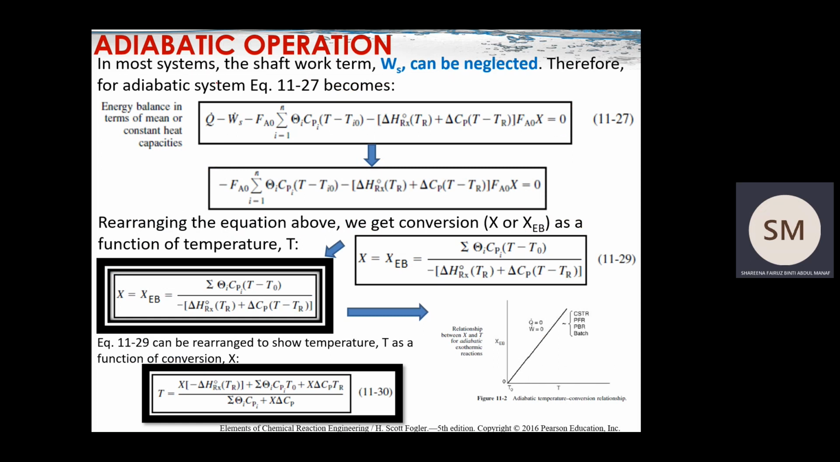So in most systems, the shaft work term Ws can be neglected. Therefore, for an adiabatic system, equation 11-27 becomes this. We can neglect this one since this is adiabatic, which means that Q is 0. And there is no work done by the shaft, so you can cancel it to 0. So what remains is this one.